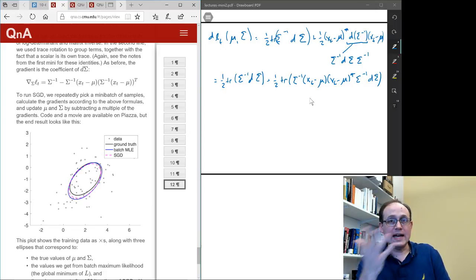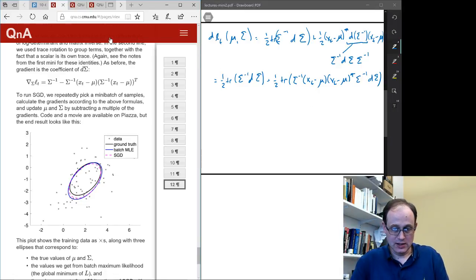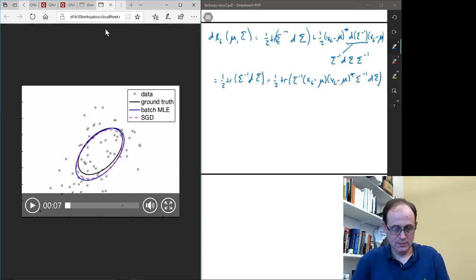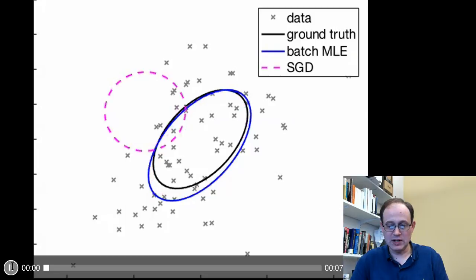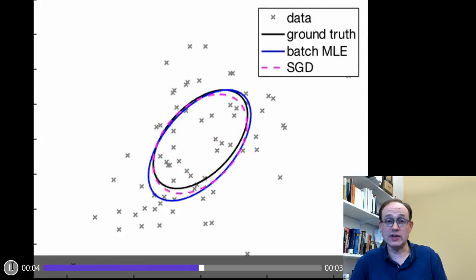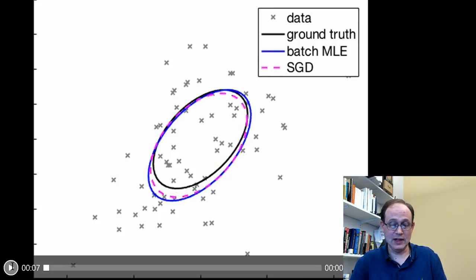All right, so that is the example. Hopefully it's helpful. And just because movies are fun, let's watch it one more time now that we know everything that's going on, right? And again, you can download this movie from Piazza, and the code as well.